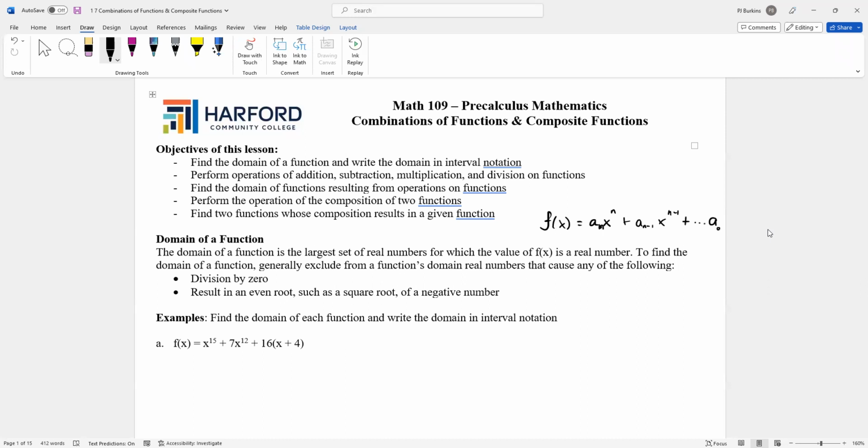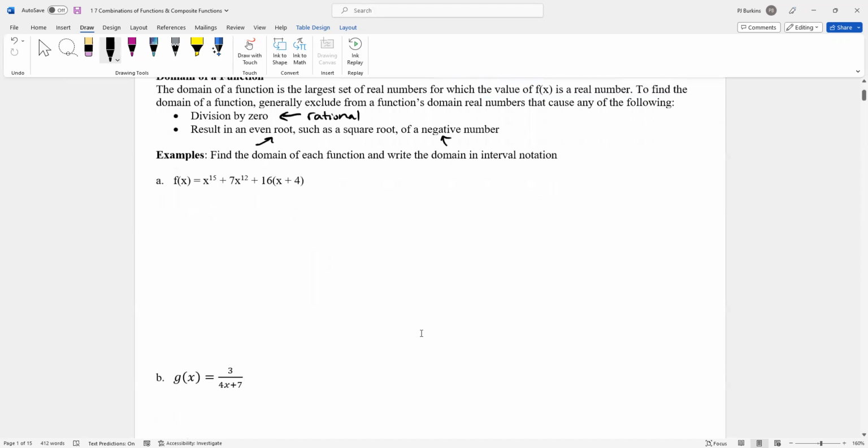Polynomials are great. They allow all real numbers. Where we're going to run into problems is if we have a fraction or a rational expression. That's going to be when we're having a division by 0 problem. And the other problem is when we have an even root, we're not allowed to have a negative number under there. So these first couple examples, the domain is going to be really easy. Right, this first one here is indeed a polynomial.